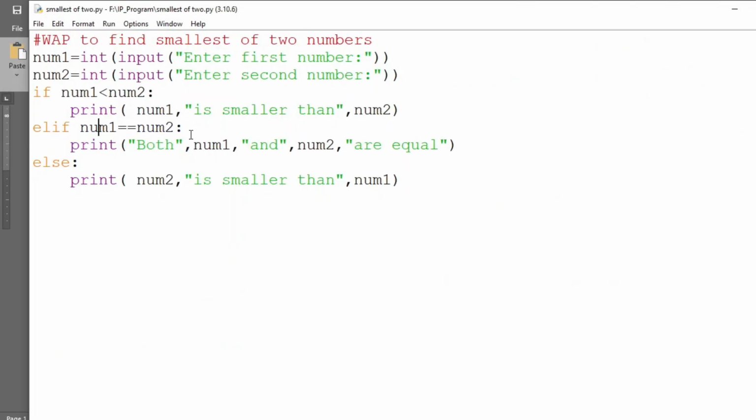Similarly, you can do the largest one. Again, num1 and num2, if it is greater, you will print that num1 is larger. If both are equal, you can print the same message, else num2 is greater. So you can run this program on your own.